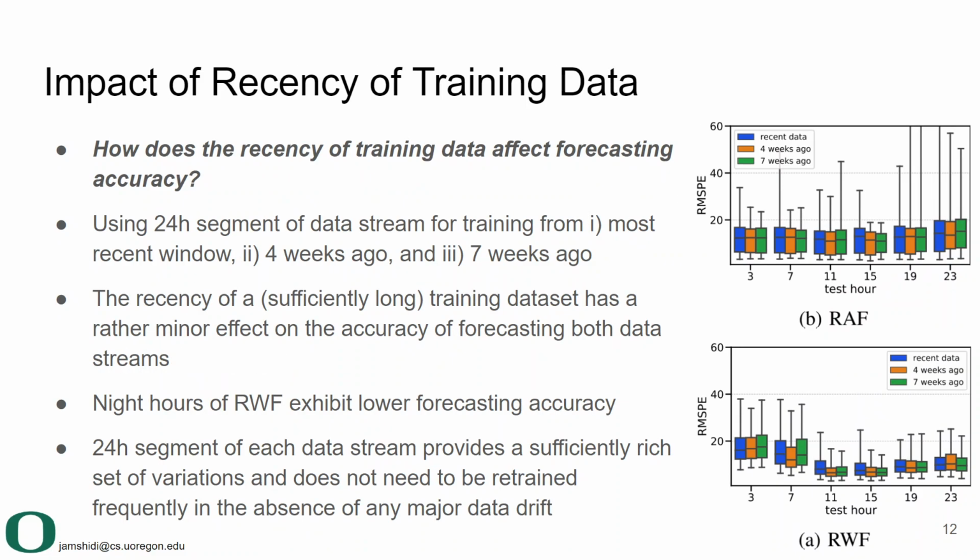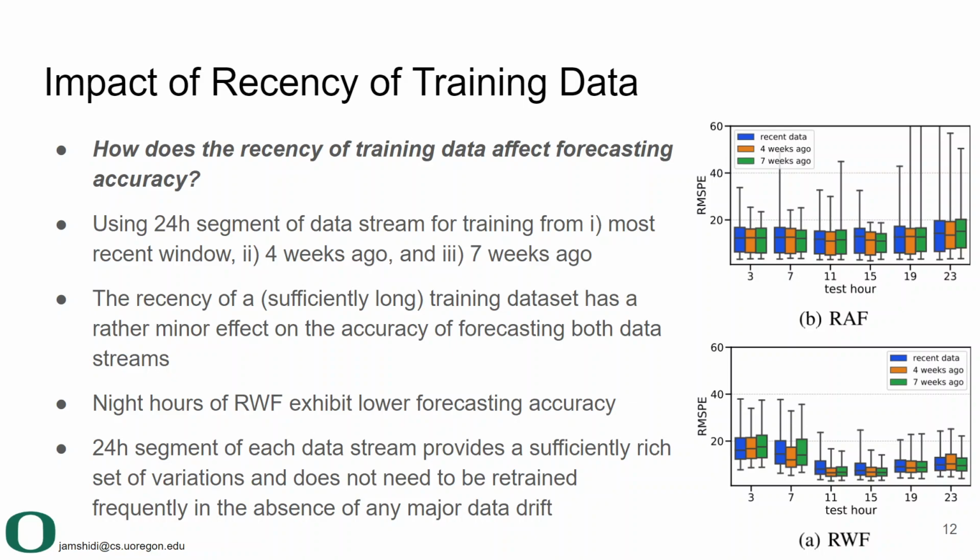The next question that we answer is: how does the recency of training data affect forecasting accuracy? For that, we use a 24-hour segment of the data stream and we train our model on the most recent window, 4 weeks ago, and 7 weeks ago. We realize that the recency of a sufficiently long training dataset has rather a minor effect on the accuracy of forecasting in both data streams. Interestingly, still in this experiment, the night hours of RWF exhibit a lower forecasting accuracy.